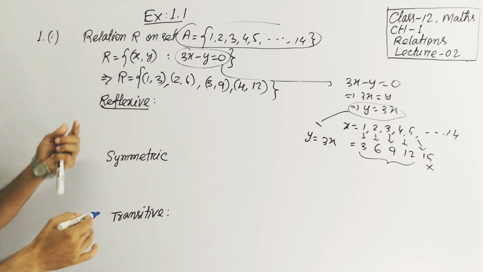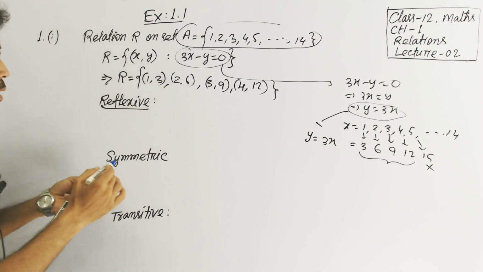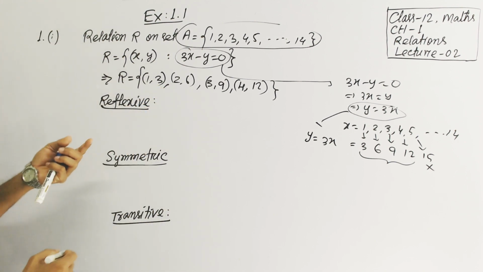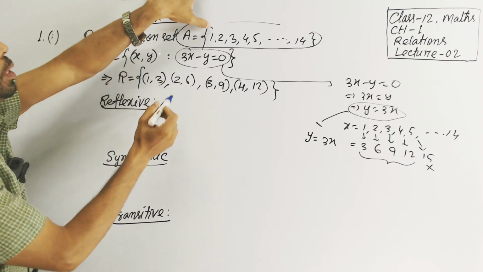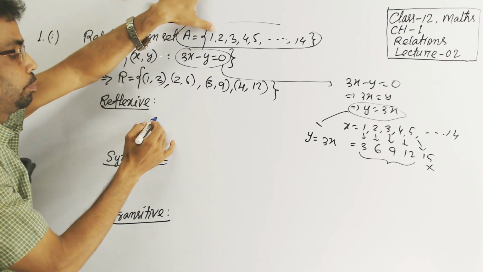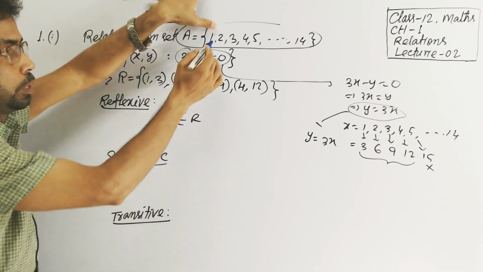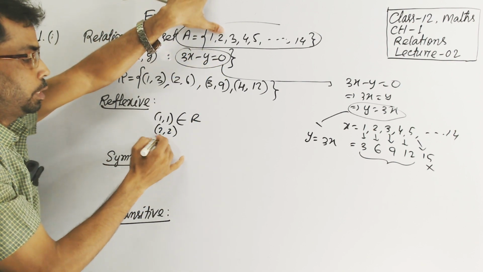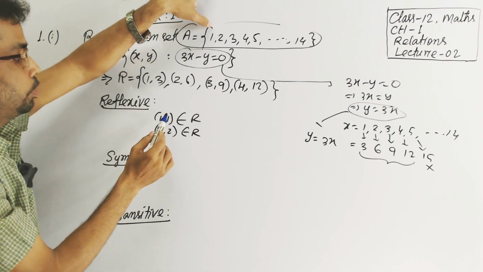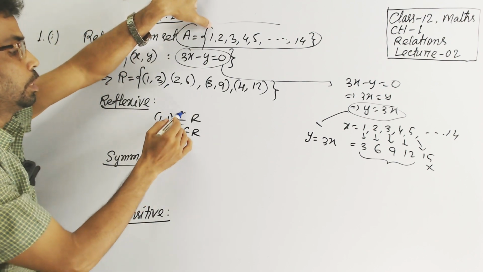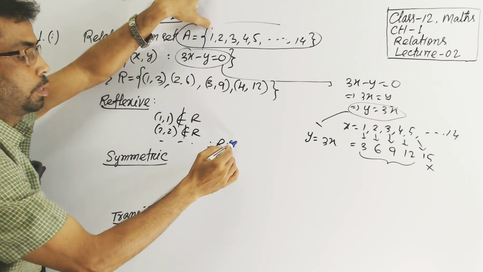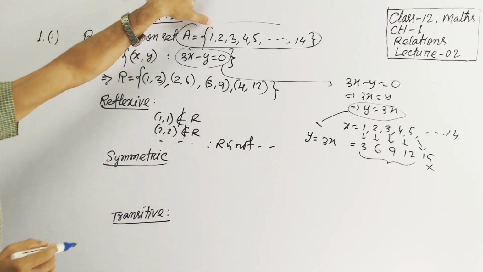Now we are going to check if this relation is reflexive, symmetric or transitive. For reflexive, we know for every element in set A, 1 is there, so (1, 1) must be there in the relation. For 2, (2, 2) must be there in the relation. But we can say in the relation (1, 1) is not there, (2, 2) is not there, and hence the relation R is not reflexive.